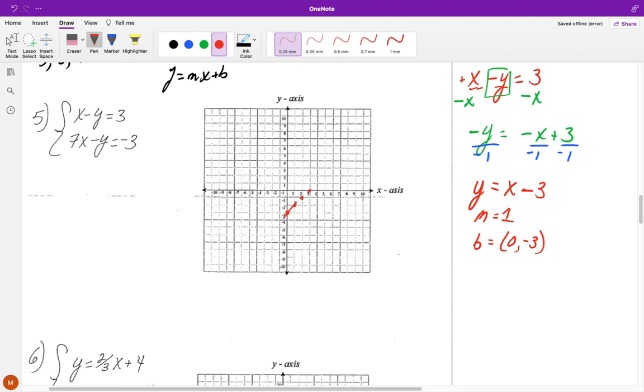Now make sure you use a straight edge on your test. I can't really use a straight edge when I'm using this device, so I'm just going to put as many points as I can so I can know exactly where the answer is. All right, so that was our first one.